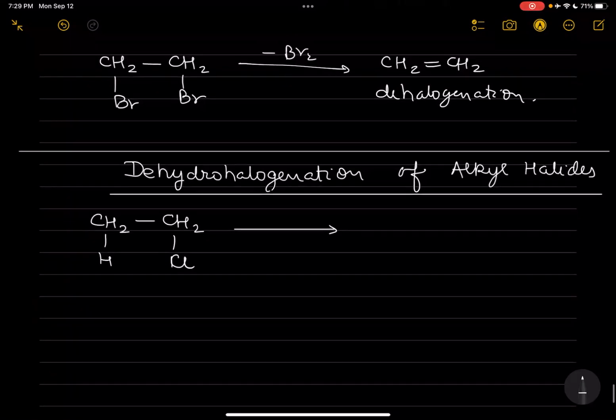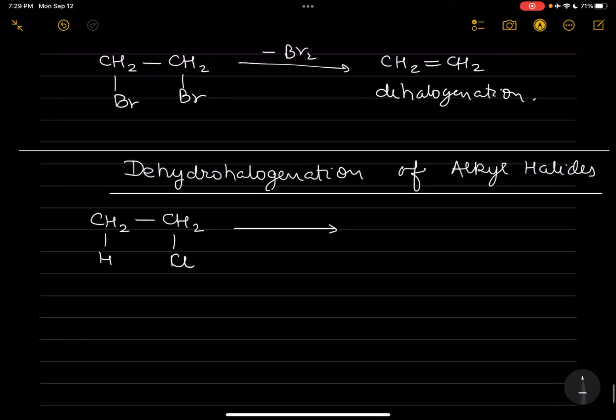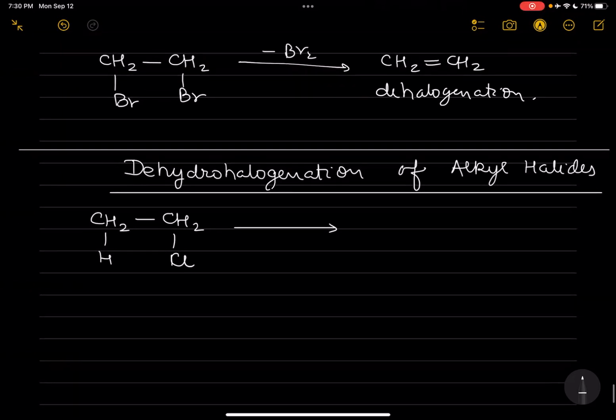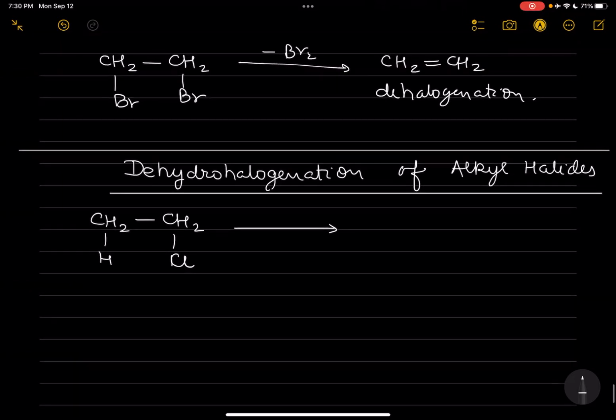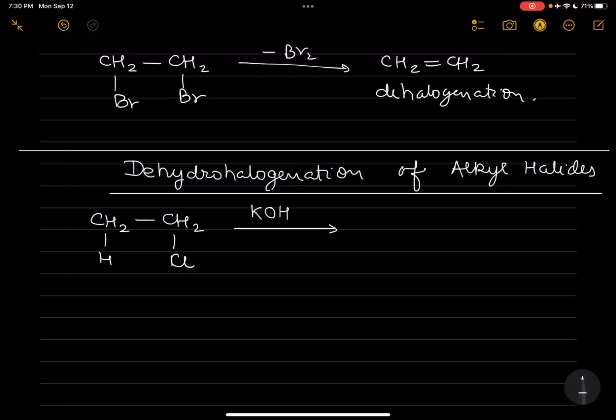So how are you going to do the dehydrohalogenation? By heating alkyl halides with alcoholic bases. By heating alkyl halides with alcoholic base, meaning they are dissolved in alcohol. So you take a very strong base, KOH, potassium hydroxide, and you mix it with alcohol as a solvent, dissolve it because it is solid.